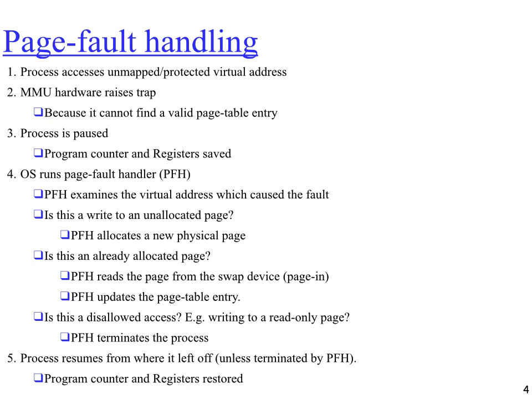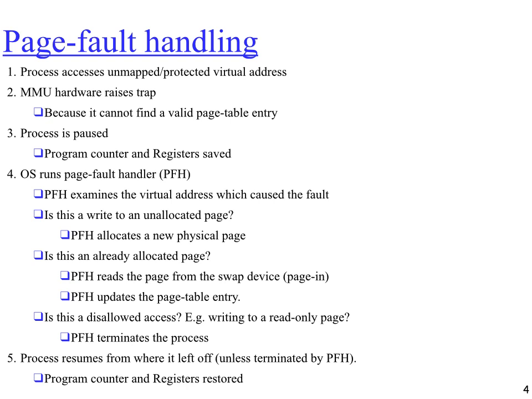So step 4 is the most involved step. The job of the page fault handler is to examine the virtual address which caused the page fault. The virtual address which caused the page fault is usually stored in the CR2 register, at least in the Intel architecture. So once the page fault handler examines the virtual address, it has to check what type of allocation this is and what type of access it is.